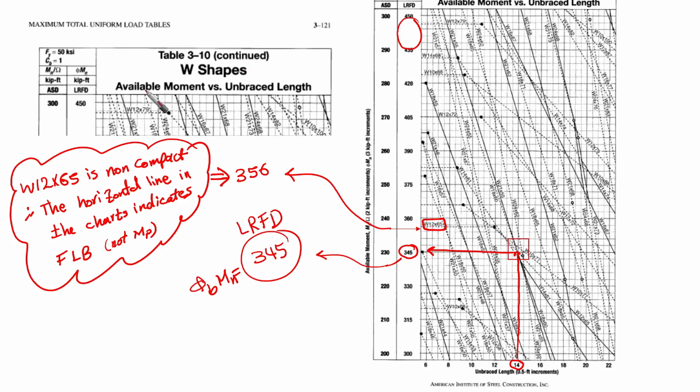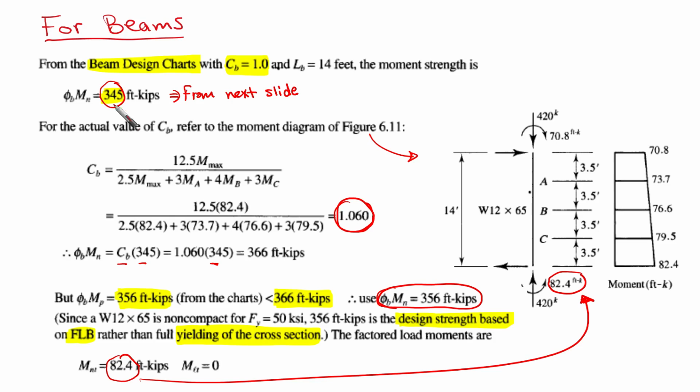Going with Table 3-10, wide flange shapes, which we call available moment versus unbraced length, you go down here with 14 feet, and then go and hit this curve, which is related to our cross section, which is W12x65. You're going to find it here. Go horizontally, you're going to find 345. This is the LRFD phi b Mn. Okay, so I hope that you got it as we have obtained it.